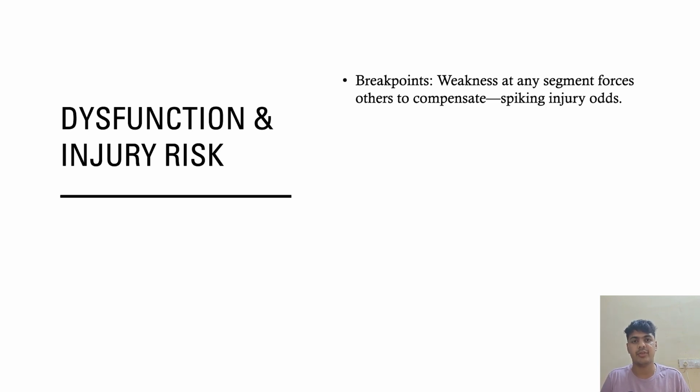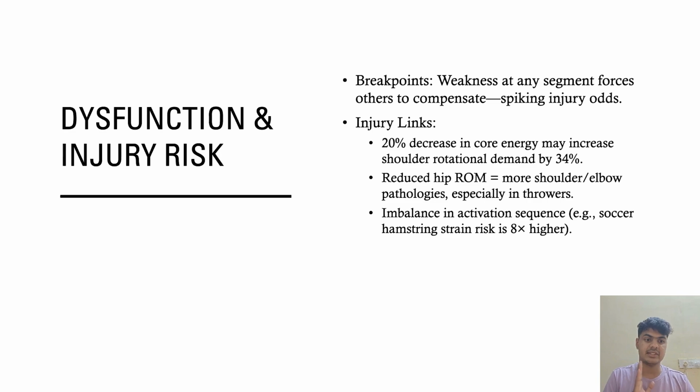If you have a very bad leg pain, you still want to walk, so you limp and walk. You try to reduce the force on the part where there is pain, and the other parts of the body start taking more force and do the movement no matter what. In the same way, if there is any break point in the whole kinetic chain, just think of a bicycle chain: if one part is broken, instead of not being able to work, it tries to make ends meet and does the action some way somehow. So the other parts of the body take more load, which can cause a very serious injury. Injury links: a 20% decrease in core energy may increase shoulder internal demands by 34%, as we saw before.